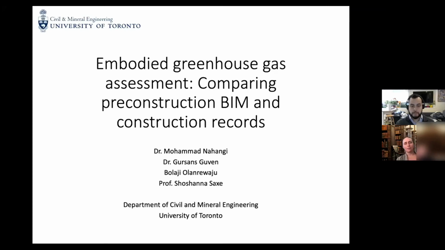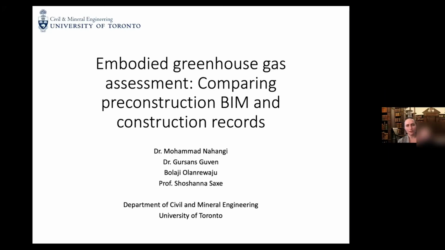So I'm going to be talking about a paper that came out this week, which is why I was such a last minute addition to the panel. We looked specifically at what was the difference if we calculated embodied greenhouse gas emissions if we used a BIM that was prepared before construction or if we used on-site construction records.